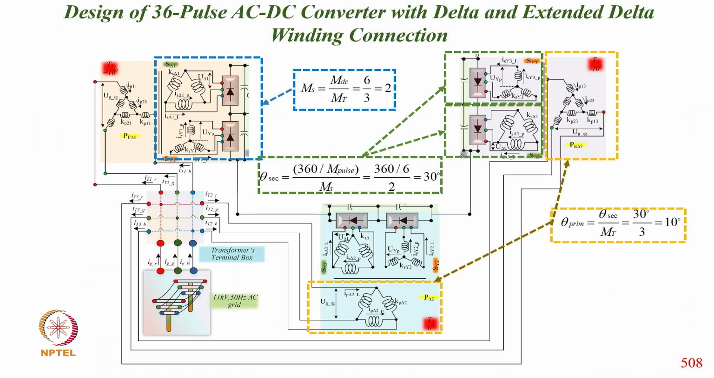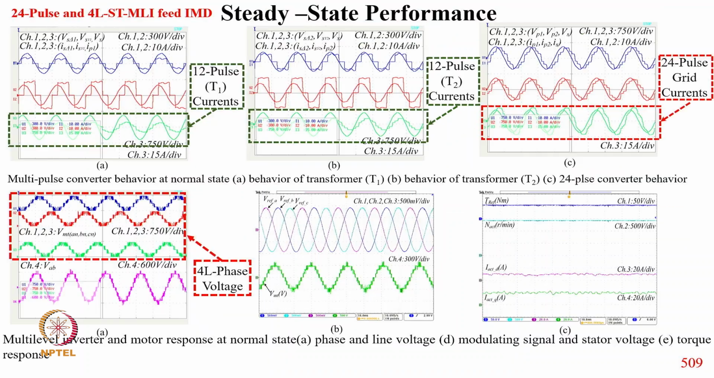This is a case of design of a 36 pulse AC/DC converter for the design phase shifting with the angle calculation: theta prime equal to theta secondary 30 by 3, that is 10 degrees, and theta secondary 36 multiple. So we have here the primary delta and the secondary star and delta, and secondary star delta correspondingly. And these are the typical experiments applied here, the multi-level inverter response. So there is a phase and line voltage, modulating signal, and stator voltage.